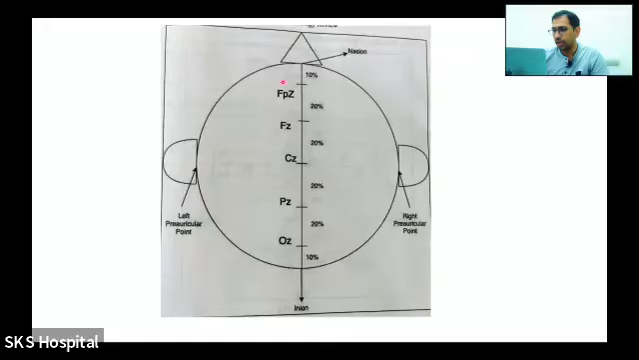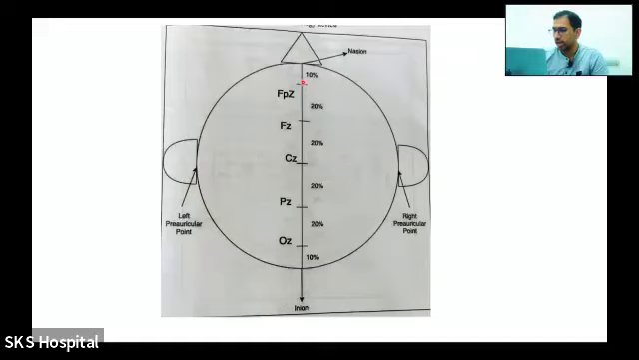First we should measure the distance from the nasion to inion. Say, for example, if it is 40 centimeters, then 10% of it would be 4 centimeters. So from nasion, 4 centimeters in the midline would become Fpz. This is the first reference point you measure. From there, every reference point comes at 20%, 20%, 20%, and the last one from the inion to Oz would be 10%. All these points are marked on the patient's head with a marker before even connecting the leads.